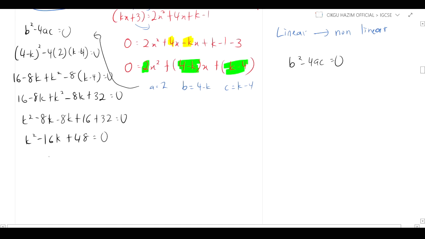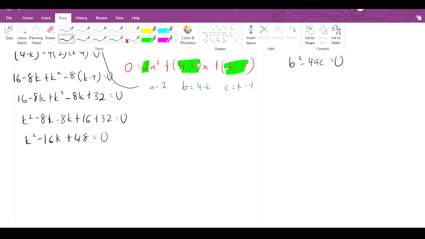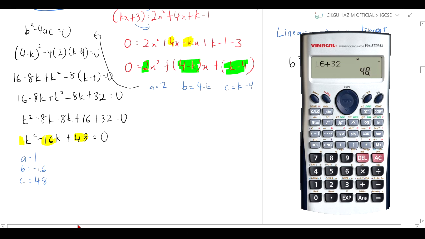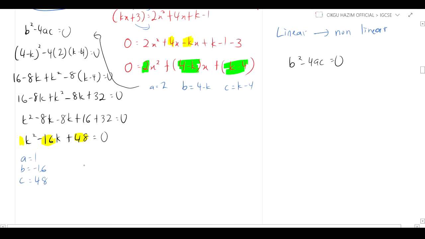Okay, so what do we do next? Here we press it in the calculator. We know the value of A here, value of B here, value of C here. Just press it in the calculator. A equal to 1, B equal to negative 16, and C equal to 48. Okay, so how do you press in the calculator? Press mode 3 times and then equation, and press one more time for degree here, and then put in the values: A equal to 1, B equal to negative 16, and C equal to 48. You're going to get k is either 12 or 4. Okay, so k is either 12 or 4. So that's the answer for this question.